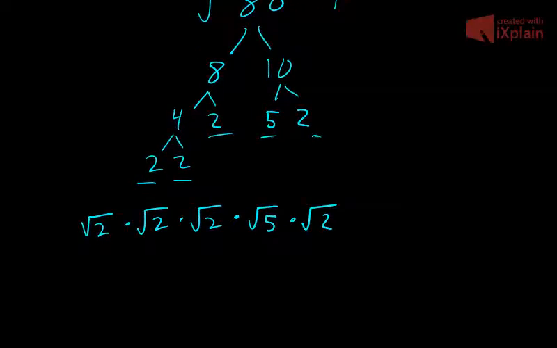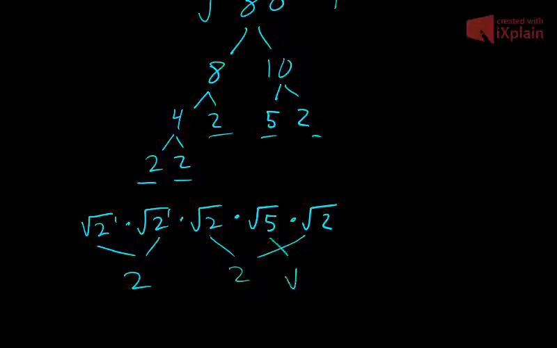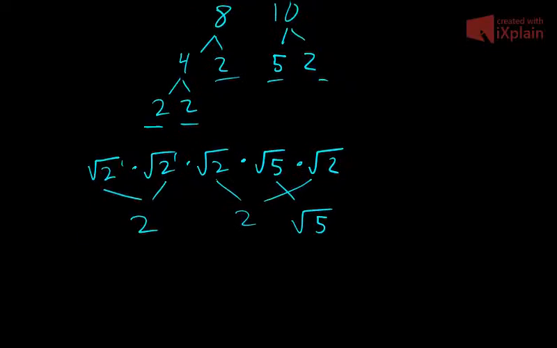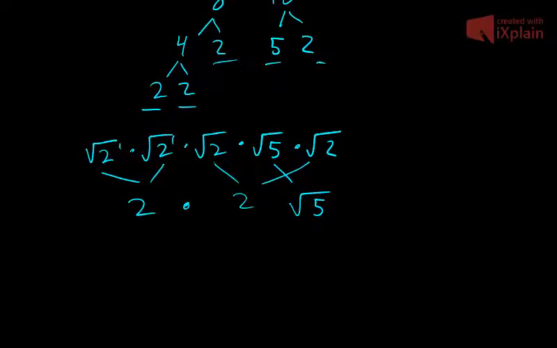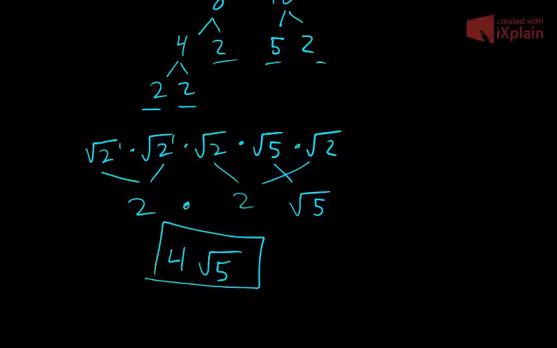So I know that the square root of 2 times the square root of 2 is by definition 2. And the square root of 2 times the square root of 2 is by definition 2, leaving me with this square root of 5 all by itself. And I really hope that 2 times 2 is 4. So I end up with 4 times the square root of 5, and that is what the fully simplified version of this looks like.